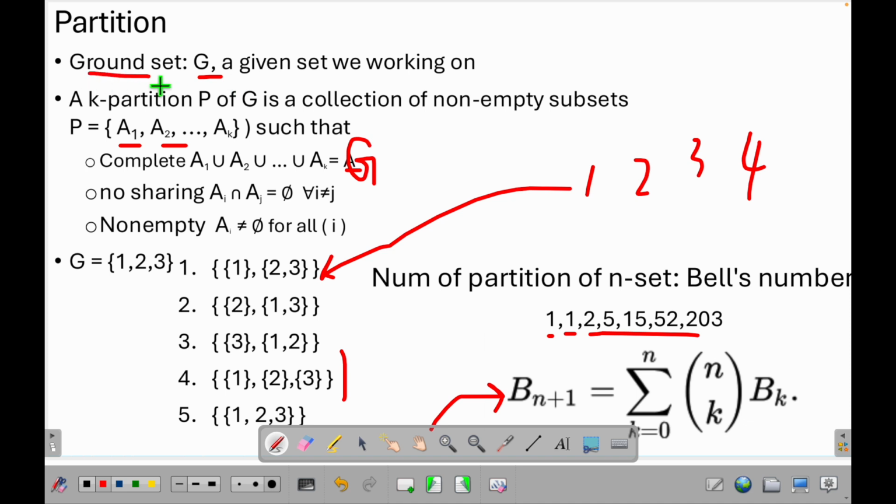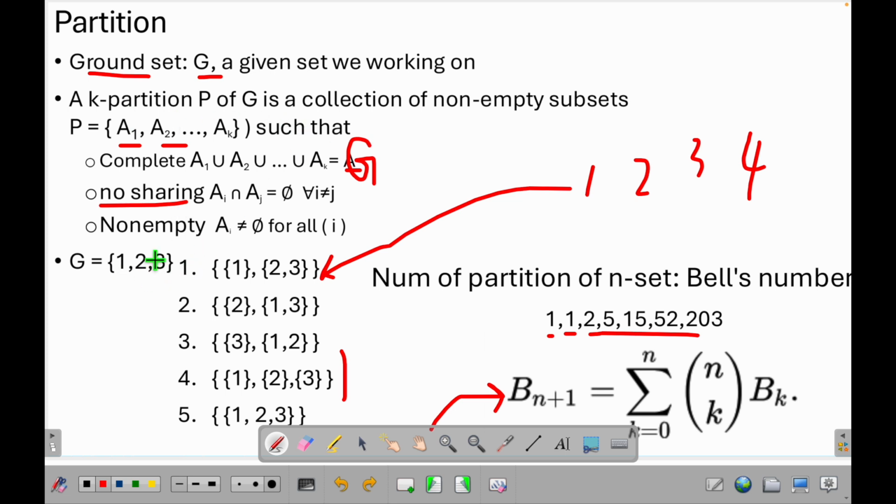You can think of it as what we are working on, the ground. And then no sharing means all the intersections between whatever Ai, Aj are the empty set. And non-empty means you don't allow cutting nothing. So that means you cut here and nothing. Okay. So this is the first thing. So when you do coding and when you need to do partition, then you need to think about all these points here. Okay. This is called a K partition of an N set.